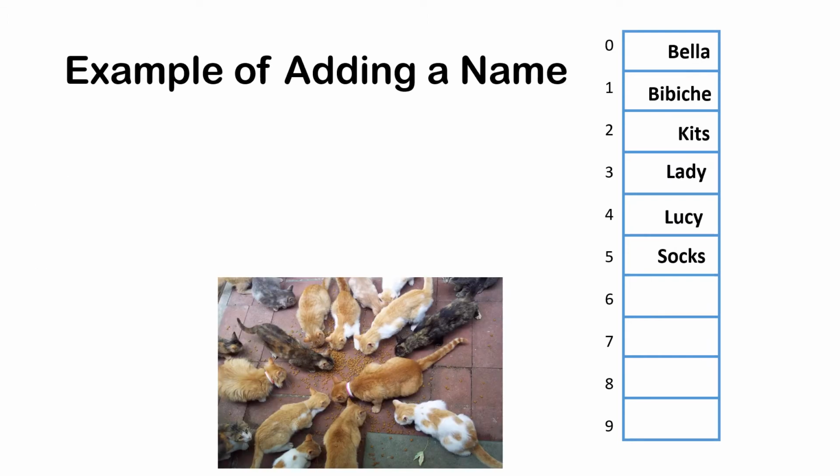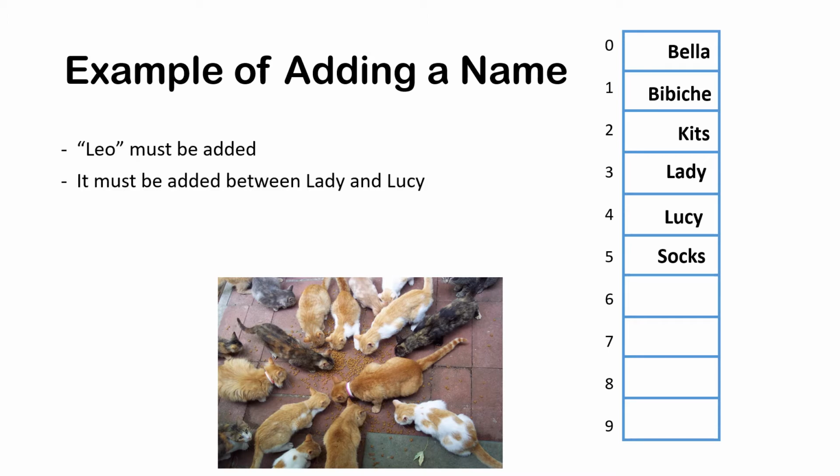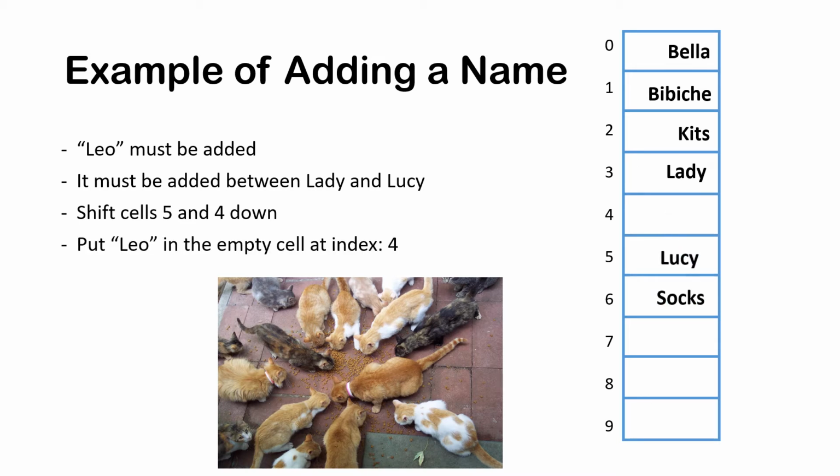Here's an example of adding a name. We want to add the name Leo into the array. It must be added between Lady and Lucy to be in alphabetical order. So we shift cells 5 and 4 down, and then we put Leo in the empty cell at index 4. Please note that when we say we shift a cell down, we're actually copying it across, and then the cell gets overwritten. I've just shown it as being shifted for simplicity's sake.